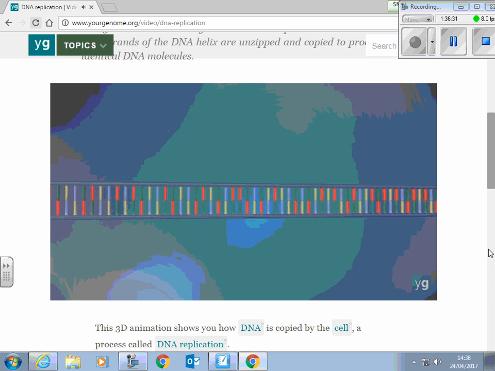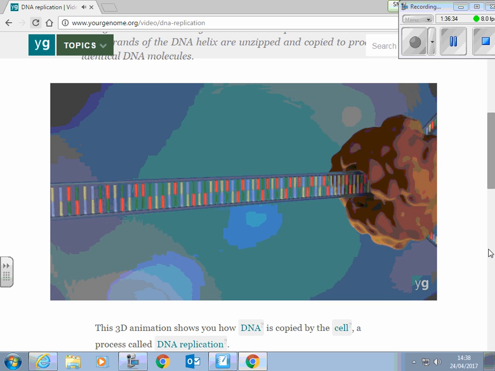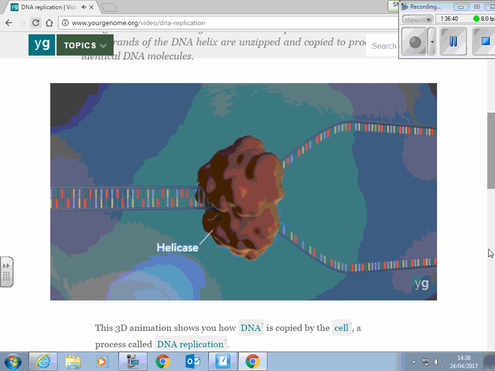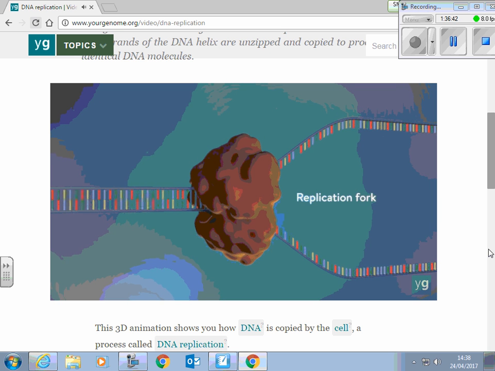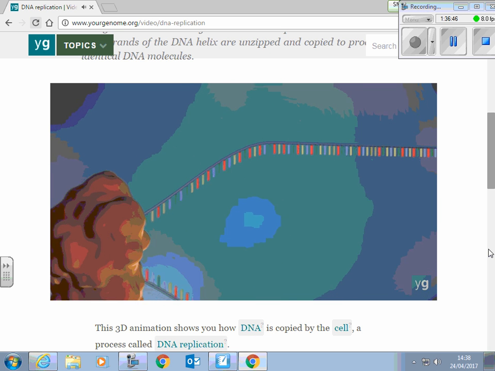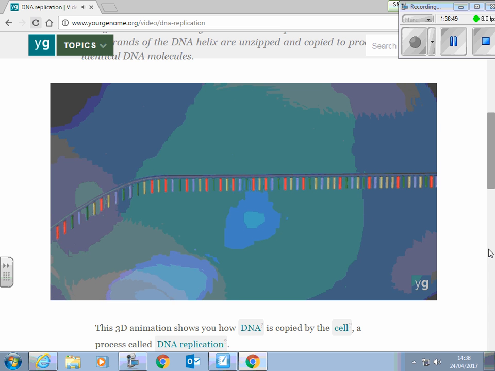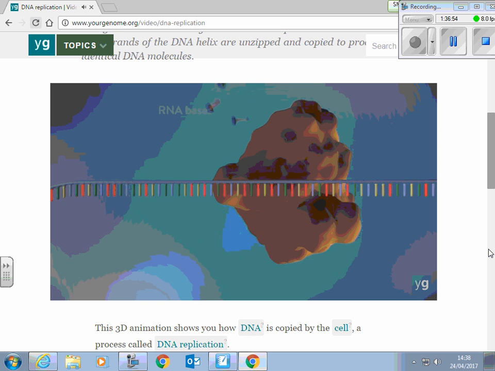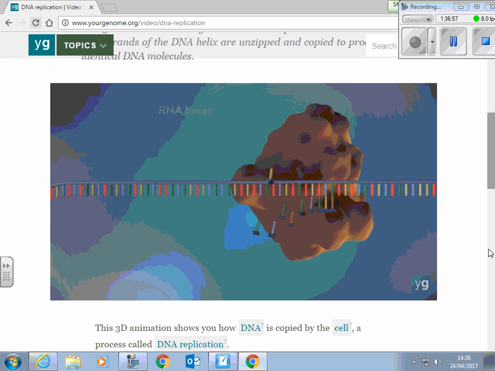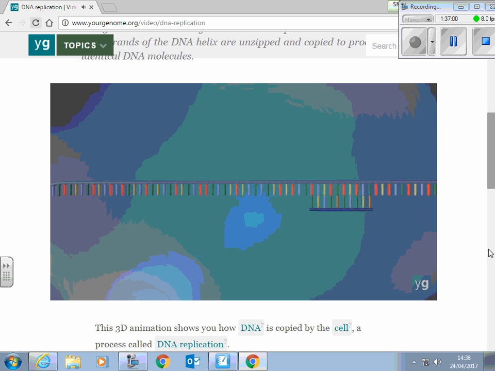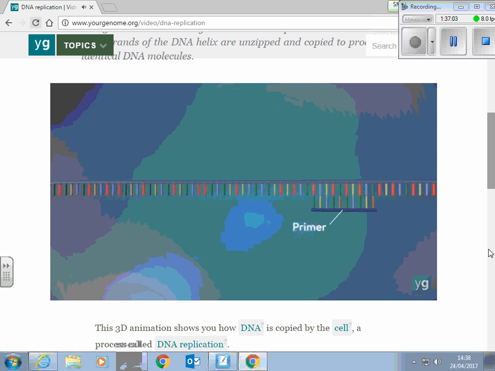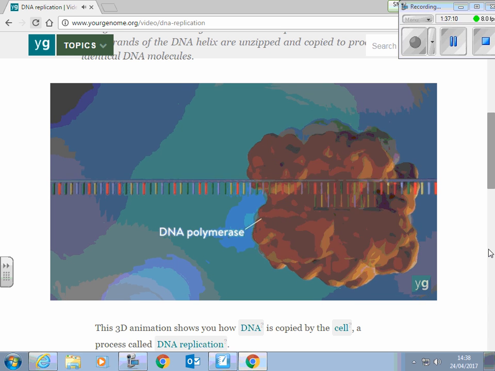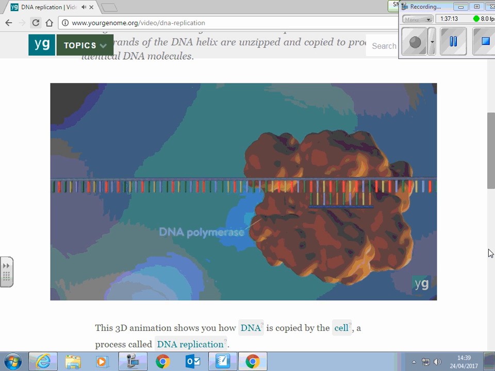The first step in DNA replication is to separate the two strands. This unzipping is done by an enzyme called helicase and results in the formation of a replication fork. The separated strands each provide a template for creating a new strand of DNA. An enzyme called primase starts the process. This enzyme makes a small piece of RNA called a primer. This marks the starting point for the construction of the new strand of DNA. An enzyme called DNA polymerase binds to the primer and will make the new strand of DNA.